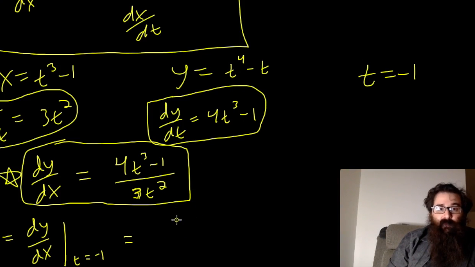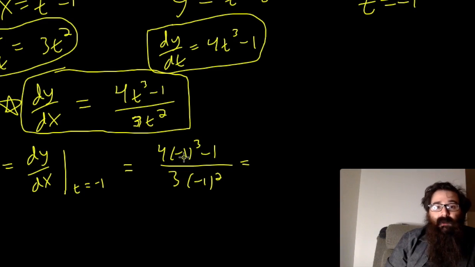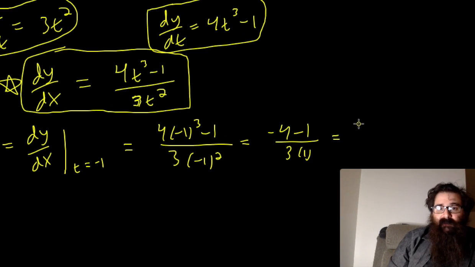If I plug -1 in for t, I get 4 times -1 cubed minus 1, divided by 3 times -1 squared. And so how is this going to look? Well, -1, if I cube it, stays negative, stays -1. 4 times -1 is -4, minus 1, divided by 3 times -1 squared. That's 3 times +1. Here -4 minus 1 gives me -5 divided by 3. So my slope is -5/3.